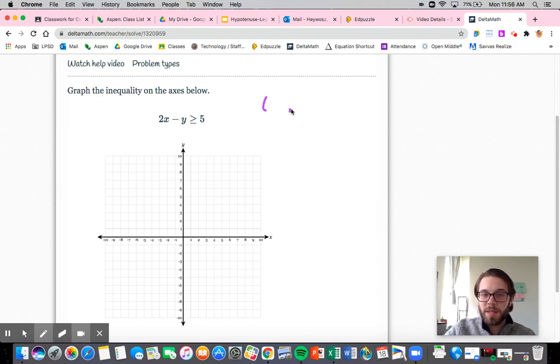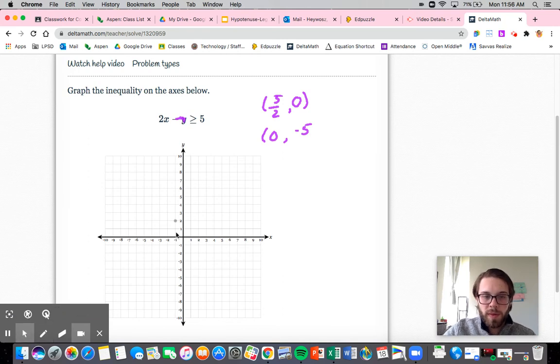If I set y equal to 0, I would get 5 halves. If I set the other one, x, equal to 0, I get -5. So we have over 0, down -5. We also have over 5 halves.